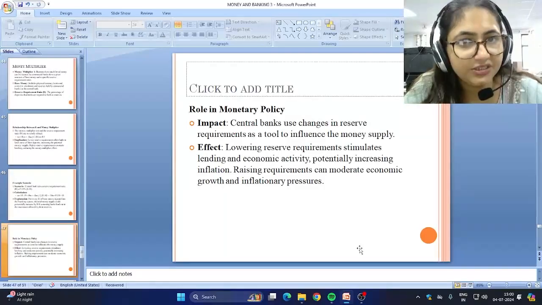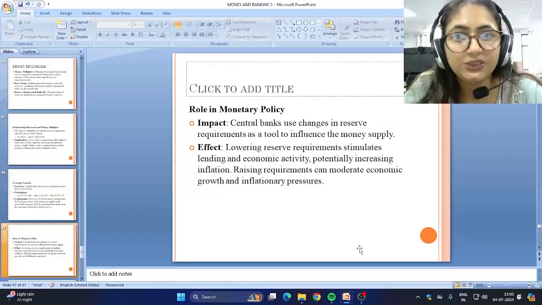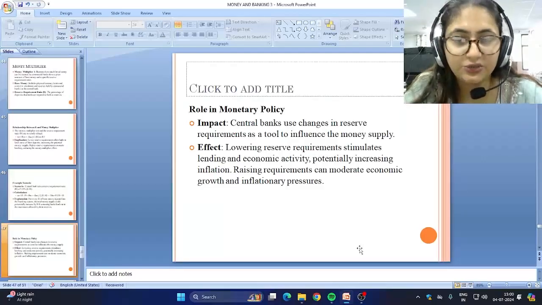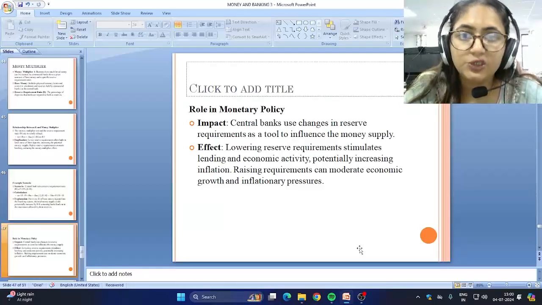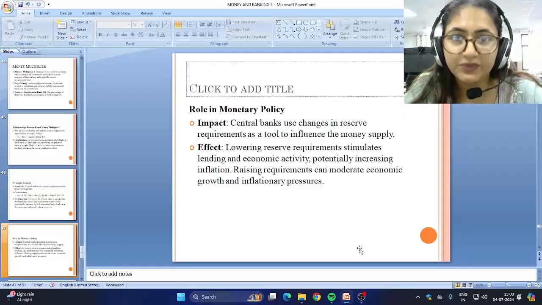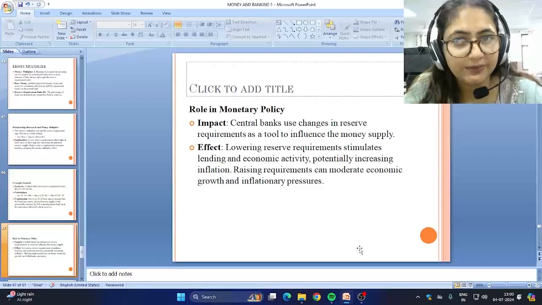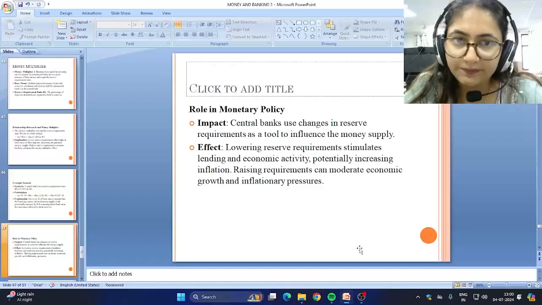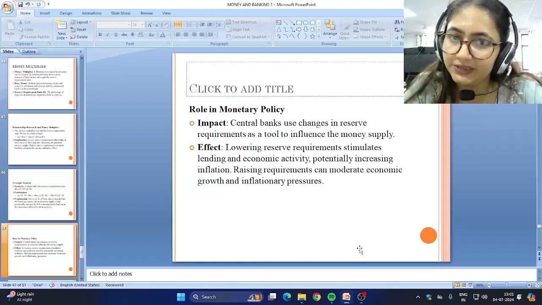Central banks adjust reserve requirements as a part of their monetary policy tools. They do this to influence the money supply. Lowering reserve requirements encourages more lending by the banks, because banks need to hold less of their deposits with them, so that they can grant more to the people in the economy. This stimulates economic activities and potentially increases inflation. Conversely, raising reserve requirements can cool down an overheating economy or stabilize inflationary pressures by reducing the availability of credit.